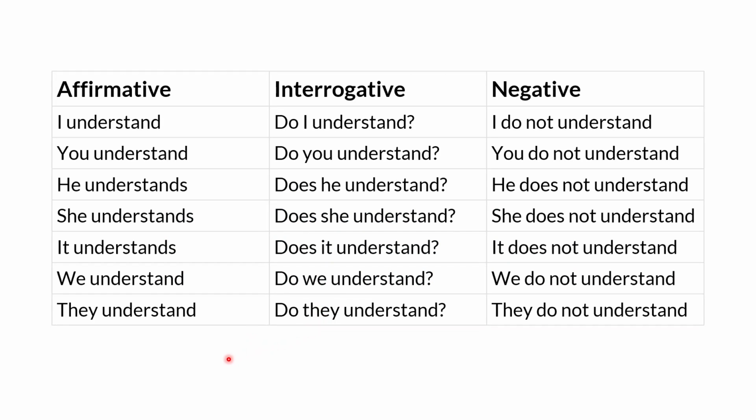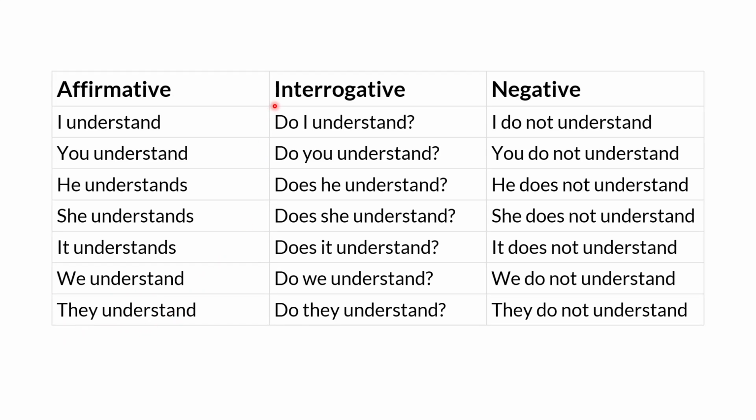Let's take a look at all of the different forms in this verb table here. So we've got the affirmative, the interrogative, and the negative. I've chosen understand as our example verb. So let's go through the different forms. I understand, you understand, he understands. See, we've added the S there because this is the third person. She understands, it understands, we understand, and finally they understand.